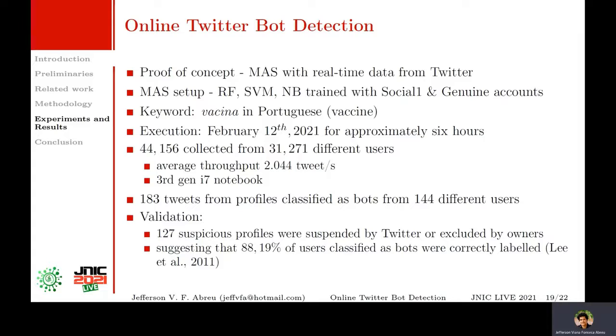To validate this detection, we asked for the data of these 144 different users, and Twitter wasn't able to return this data for us. And it means that 127 suspicious profiles were suspended by Twitter or excluded by their owners. And it suggests that 88% of the users classified as bots were correctly labeled according to Lee et al.